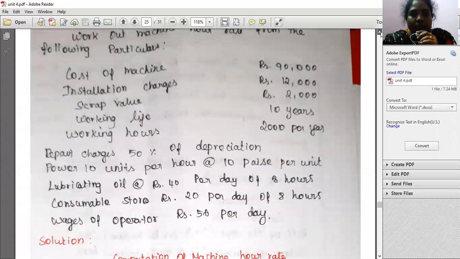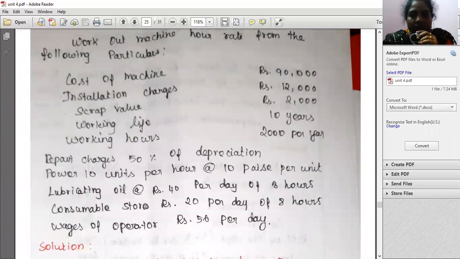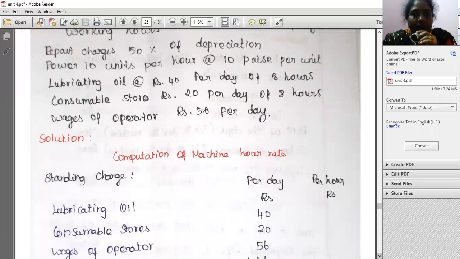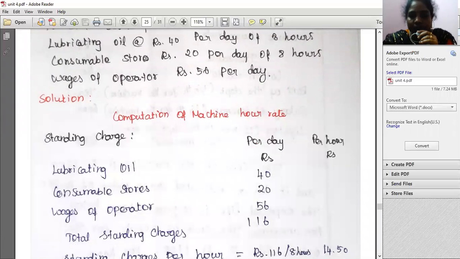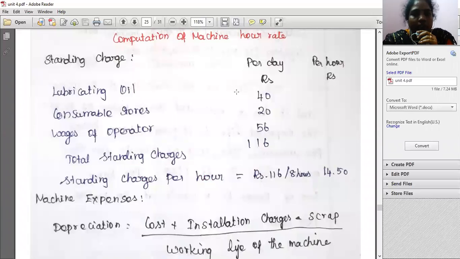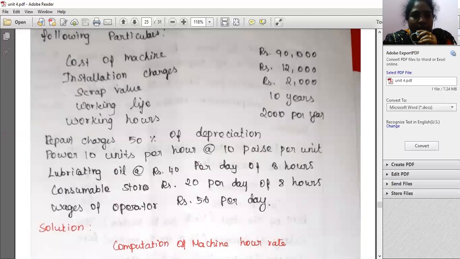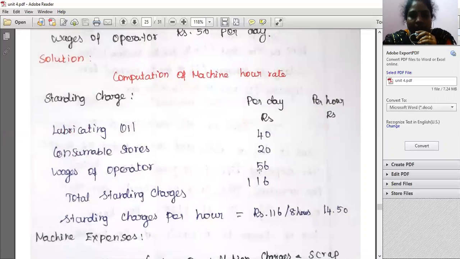All the information given in this problem is per day. That's why first we have to find out the day value and then the hour. Lubrication rupees 40, consumable 20, wages of operator 56. The total charges are 116. The per day values are already given in this problem. These are taken and totaled. The total is called the standing charge.